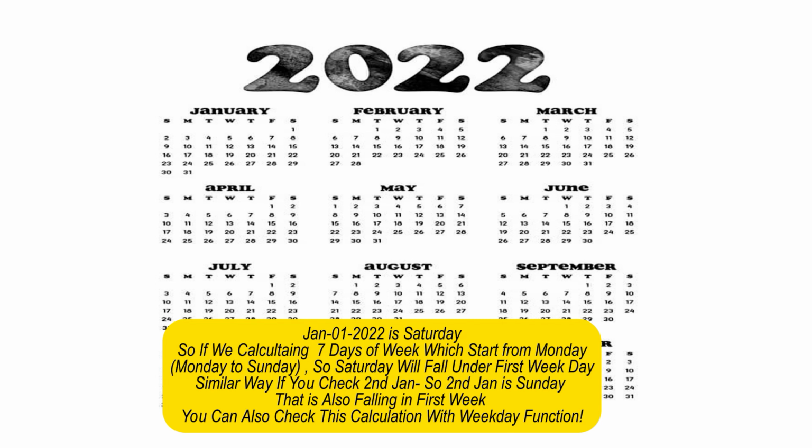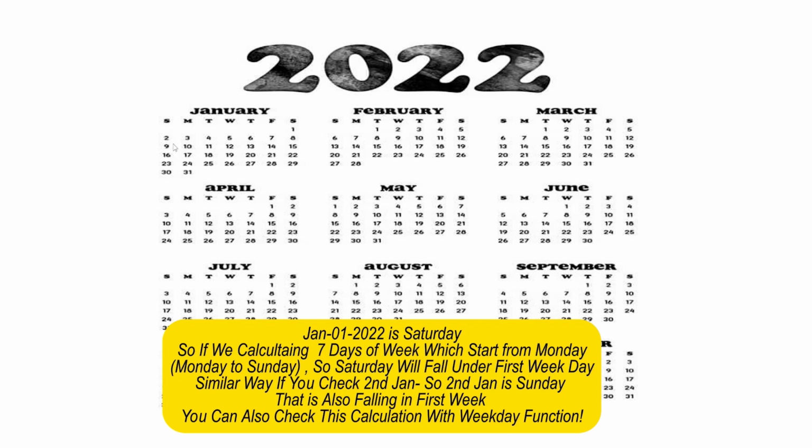And in the WEEKNUM parameter, I have taken the return type as 2, so my week will start with Monday. So this January 1, which is a Saturday, falls under the first week of January. So here we count the days like 1, 2, 3, 4, 5 and 6, until 7, and they come under the first week, which starts from Monday.